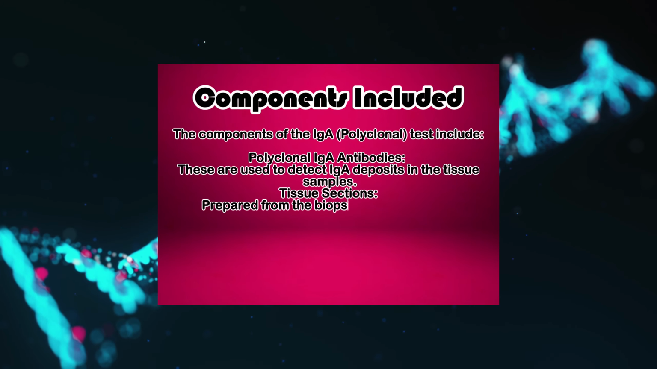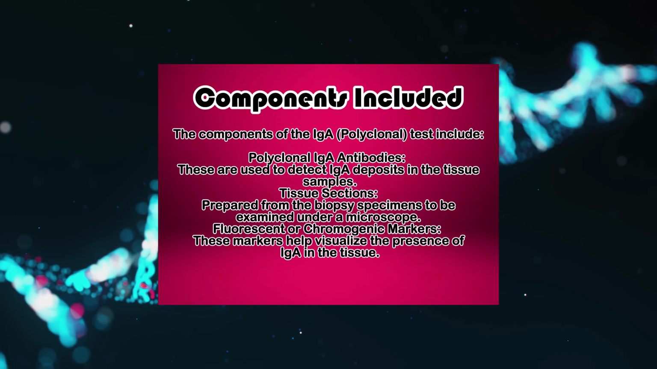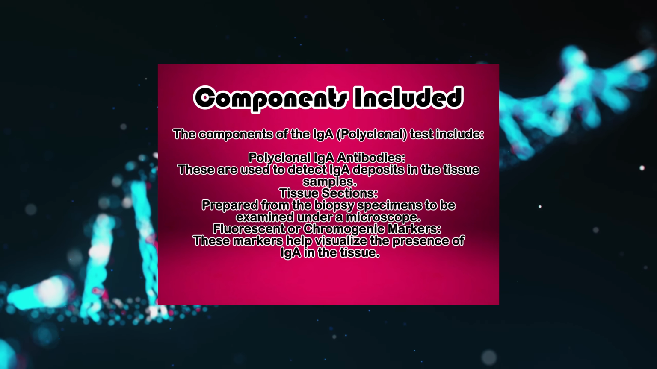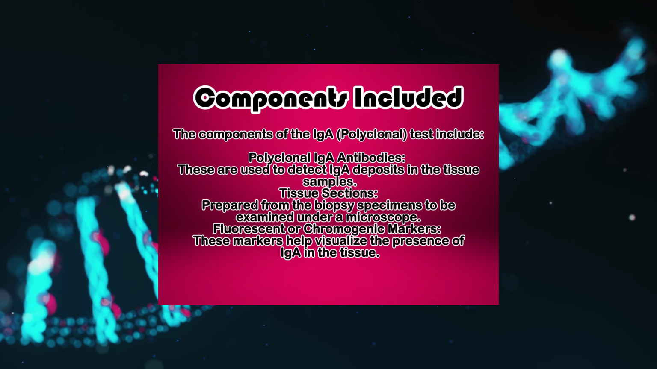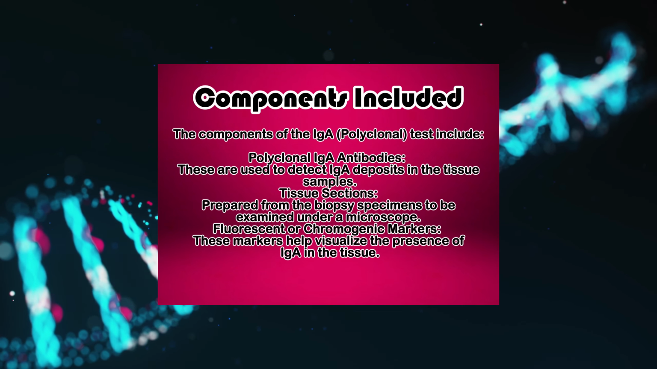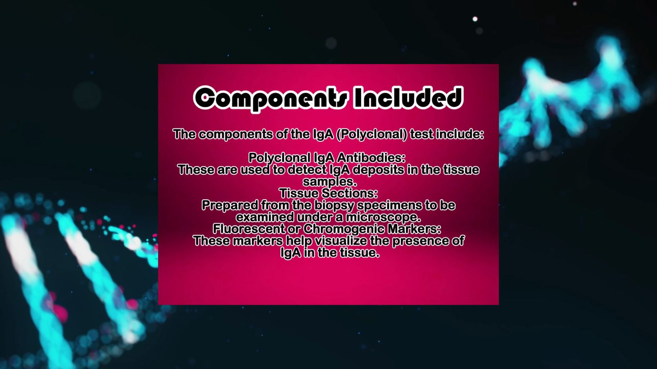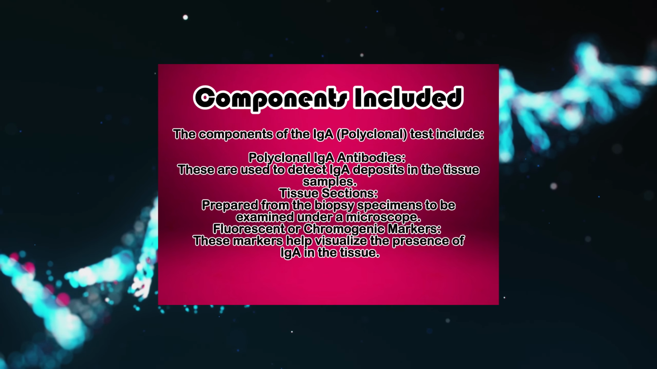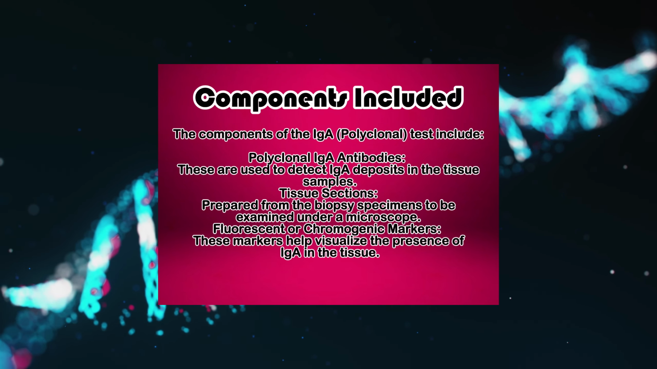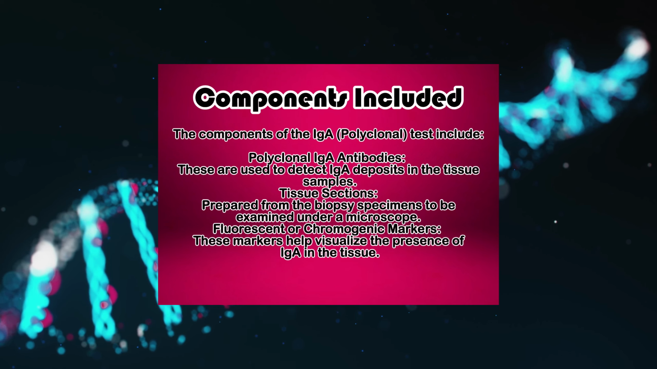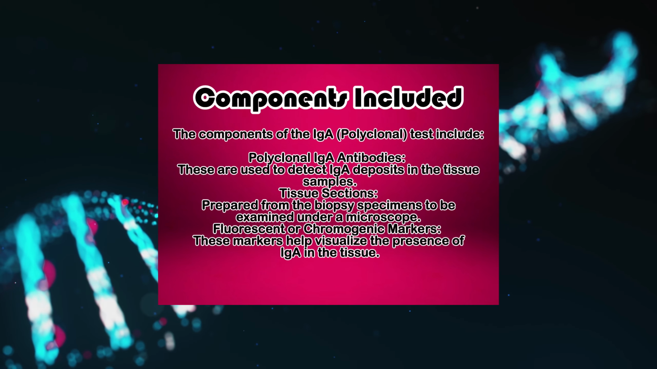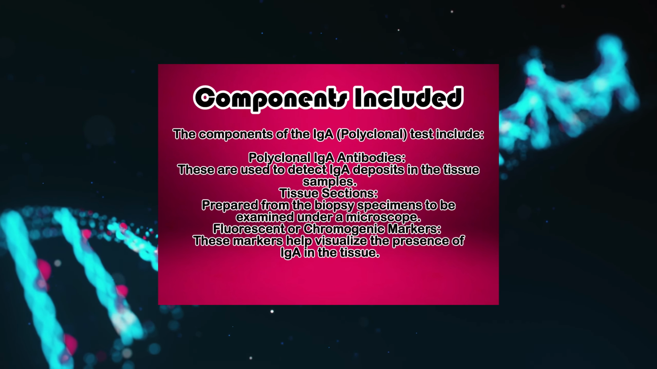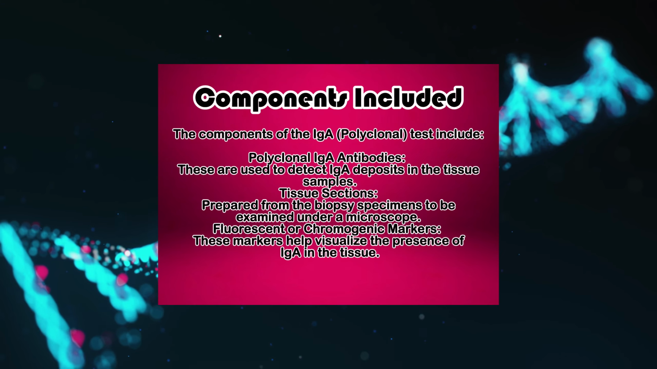Components included in the IgA polyclonal test. The components of the IgA polyclonal test include polyclonal IgA antibodies. These are used to detect IgA deposits in the tissue samples. Tissue sections. Prepared from the biopsy specimens to be examined under a microscope. Fluorescent or chromogenic markers. These markers help visualize the presence of IgA in the tissue.